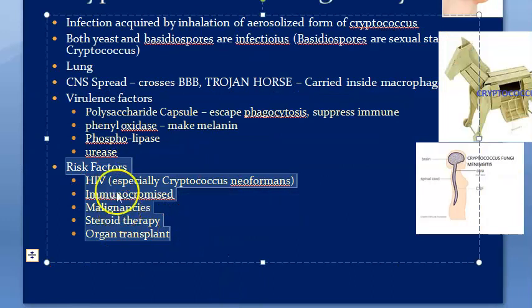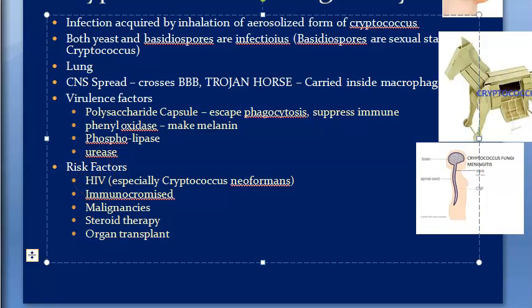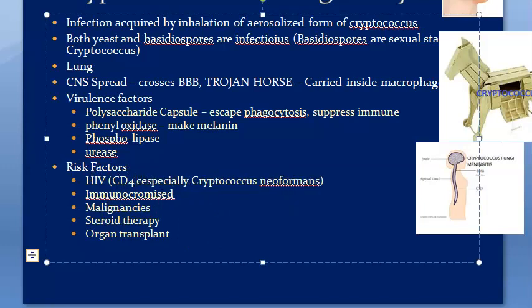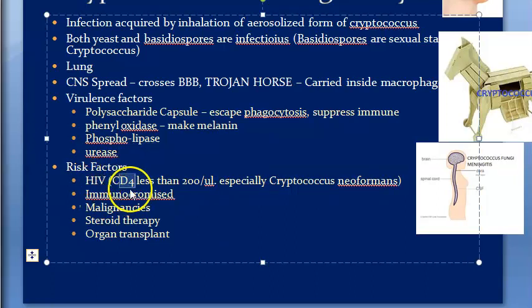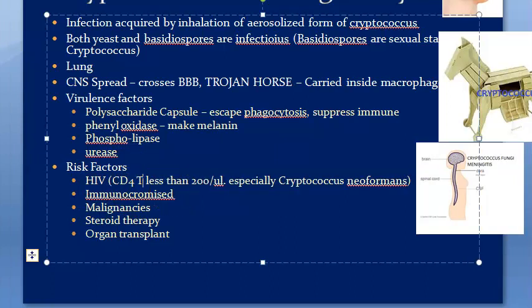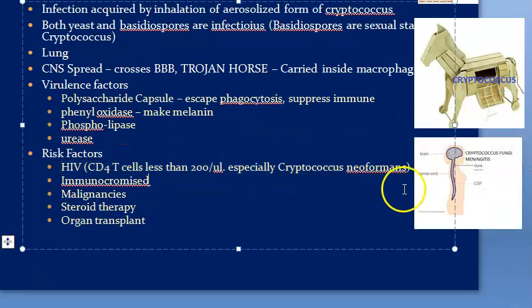So risk factors, basically if somebody has advanced HIV, if the CD4 count is less than 200 per microliter. If you can remember, these things are very difficult to remember, I understand. So if there's advanced HIV infection where CD4 T cells are less than 200 per microliter, then they can get this infection of Cryptococcus neoformans.